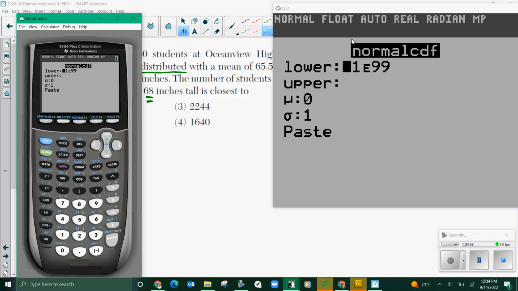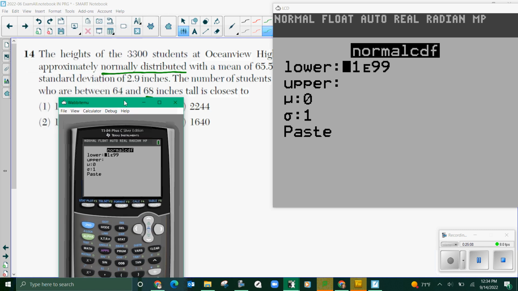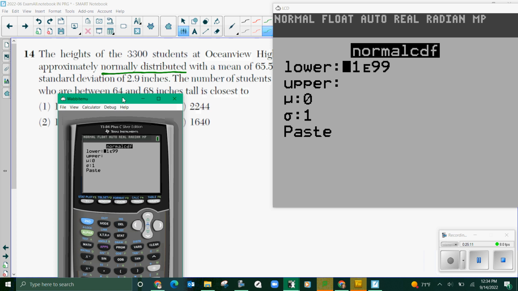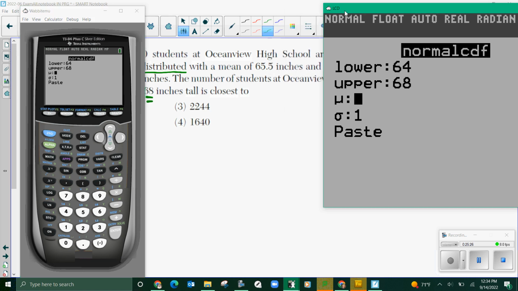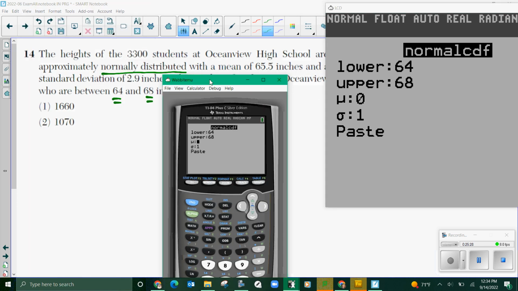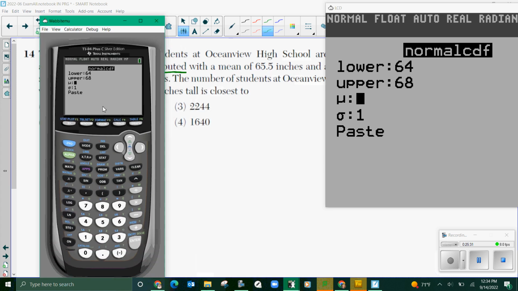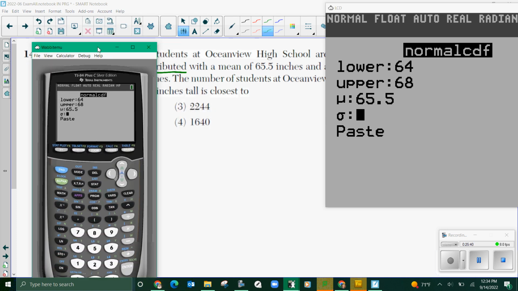And I got this funky little thing here. The lower and upper represent the low end of my interval and the high end of my interval. My interval is from 64 to 68. So for the low end, 64, and for the upper end, 68. That's my interval. Now you got this little smushed M. I call it a smushed M because that M represents the mean. So for that little smushed M, it's 65.5. This little pigtail, that's your standard deviation, 2.9.